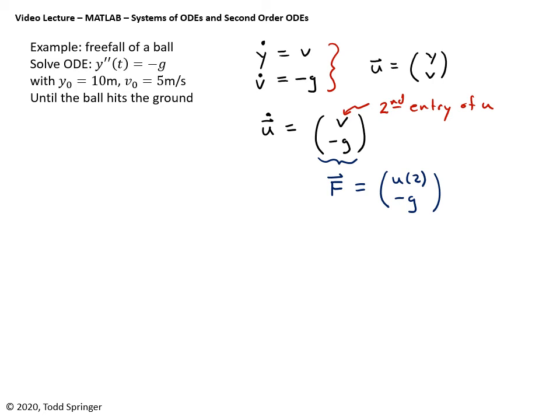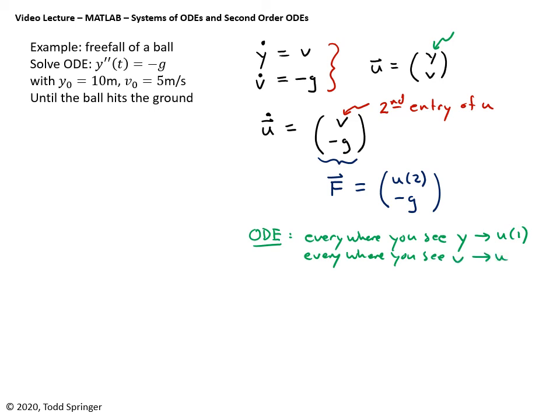Remember, I find this to be the trickiest part: you take your ODE, and then everywhere I see y, I would replace it with u of 1, which is the first entry of u. And then everywhere you see v, you replace it with u of 2, which is the second entry of u. Okay, so that's the plan. Now I'll show you on the next slide what the code looks like.